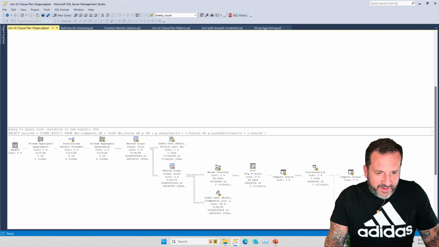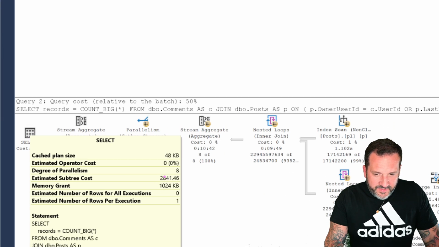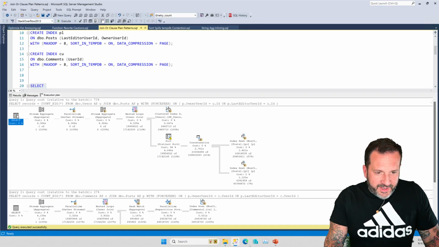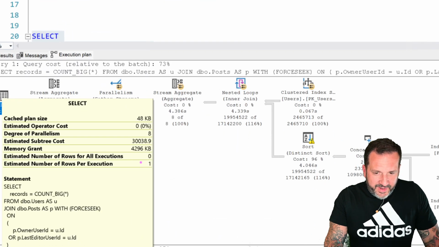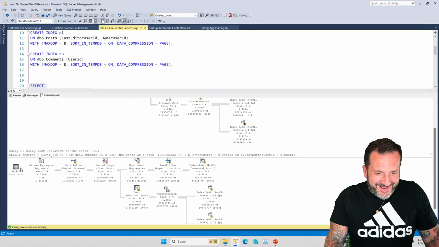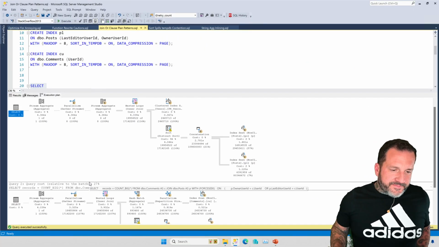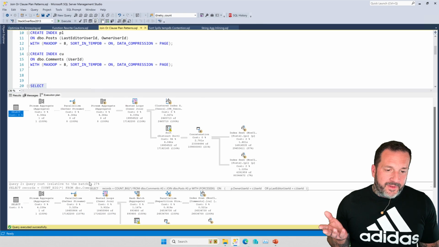2,883.55, and the 30-second query was 28, so just around 2,800 query bucks a pop. If we come look at these plans, look at the estimated subtree cost of this, 30,000, right? Look at the estimated subtree cost of this, 11,000. So this is where things get really annoying.